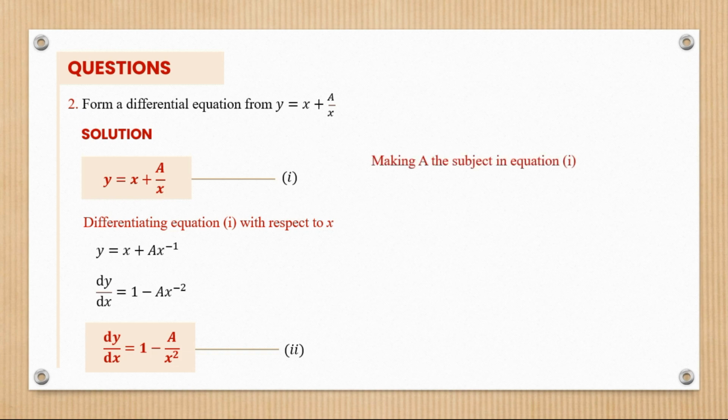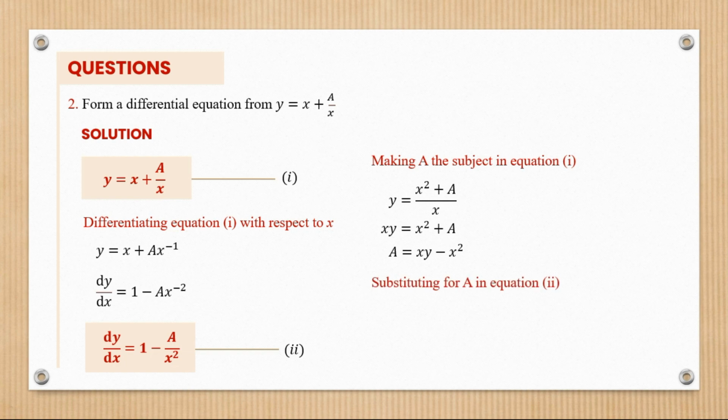So from equation 1, we make a the subject. This is equation 1. As you can see, I've already made x the LCM. The LCM is x, and this x will multiply x squared, because x divided by 1 is x, and then x times x is x squared, plus that a. When you cross multiply, we have xy equal to x squared plus a, of which a, when made the subject, is equal to xy minus x squared.